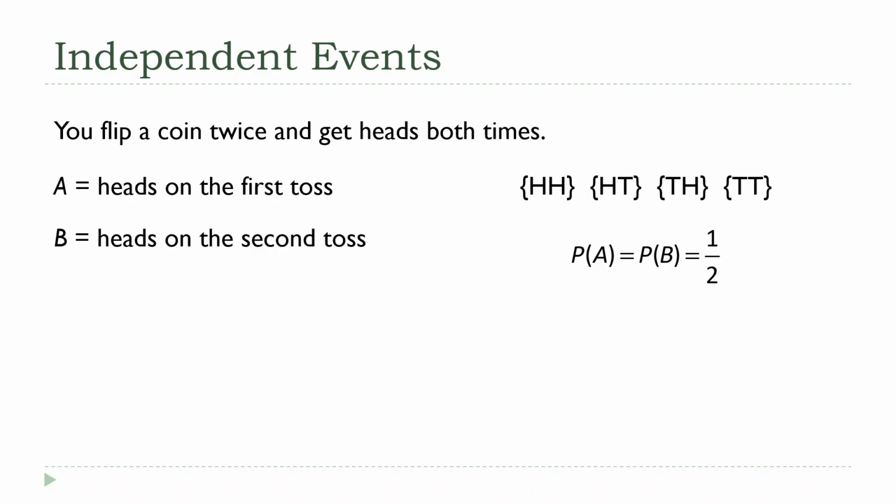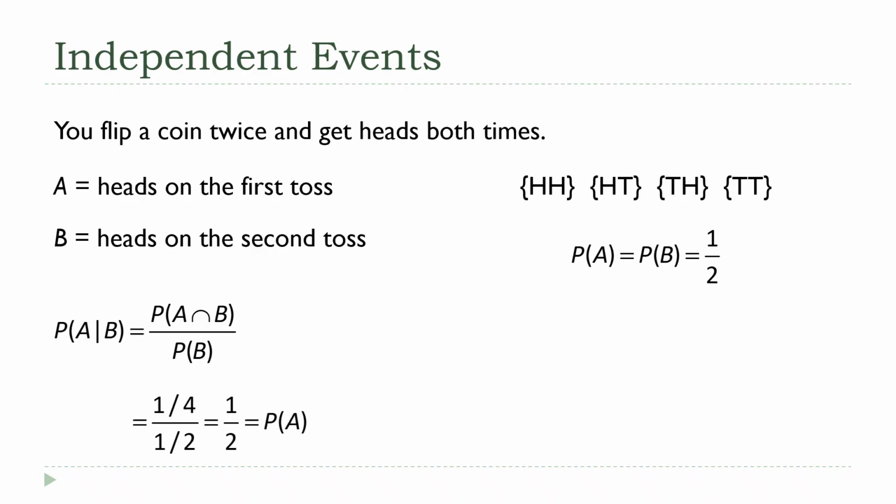Okay, so now let's look at the conditional probabilities. Right, the probability of A given B is the probability of A and B divided by the probability of B. Well, the probability of A and B is heads and heads. There's only one of the four outcomes that gives us that. So this is 1/4 divided by 1/2, which is 1/2, which you'll notice here is also the probability of A. Okay, so hold on to that.